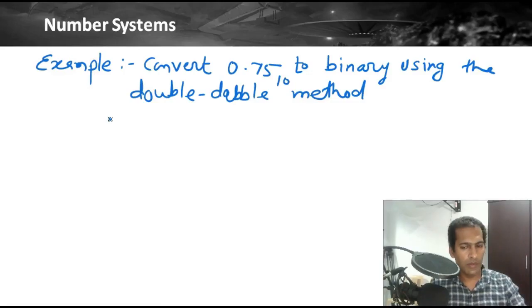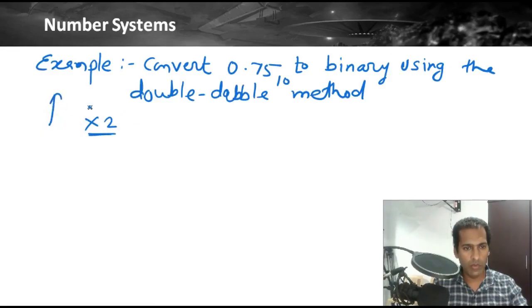So what is the procedure? We have to multiply the given fraction by 2, keep the integer in the product as it is, and multiply the new fraction in the product by 2. We continue this process and read the result from top to bottom. For integers we considered from bottom to top; for fractions we will consider from top to bottom.